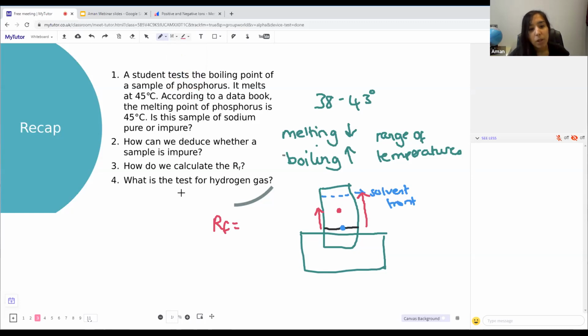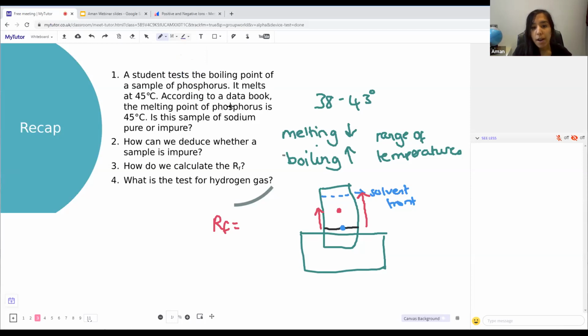Okay, final recap question. What is the test for hydrogen gas? So we looked at four gases last week. We looked at oxygen, hydrogen, chlorine, and carbon dioxide. Good, so we've got the squeaky pop test. And the reason I put this question is just because I want to reiterate the difference between oxygen and hydrogen.